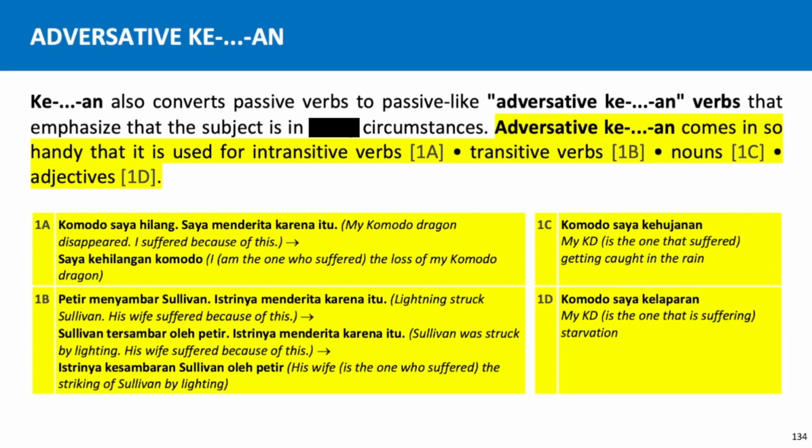Example 1c, Komodo saya kehujanan. My Komodo dragon is the one who suffered getting caught in the rain, or my Komodo dragon got caught in the rain. Example 1d, Komodo saya kelaparan. My Komodo dragon is the one that is suffering starvation, or my Komodo dragon is starving.